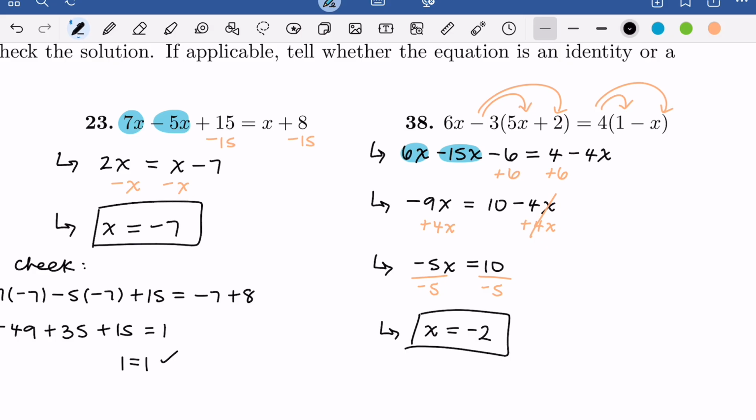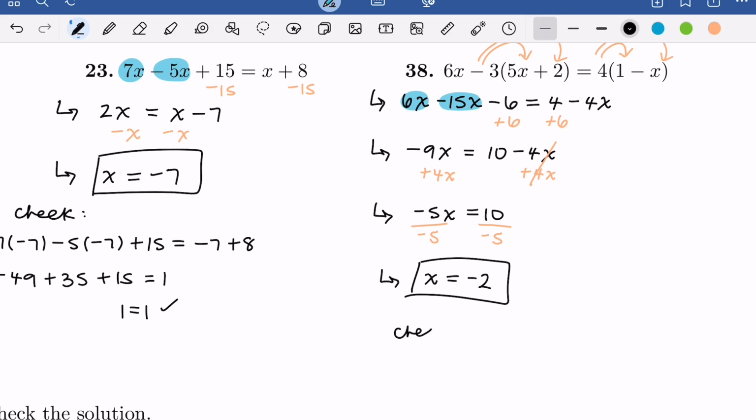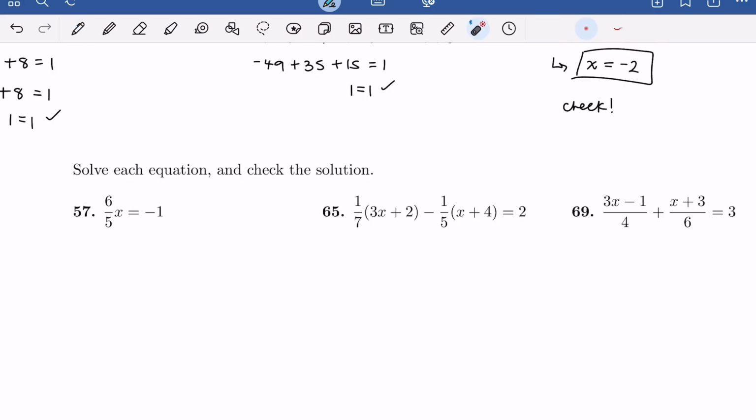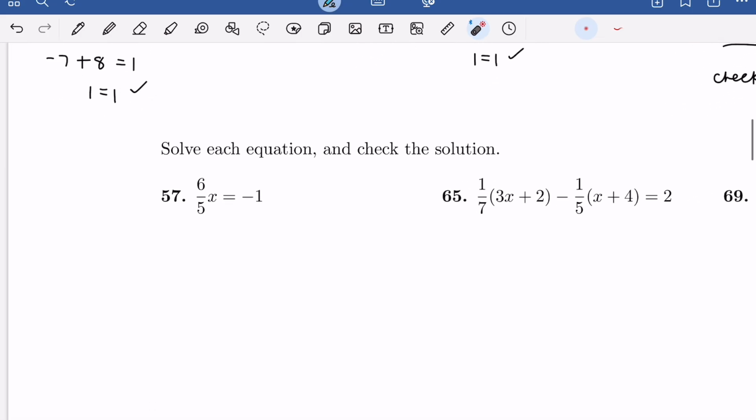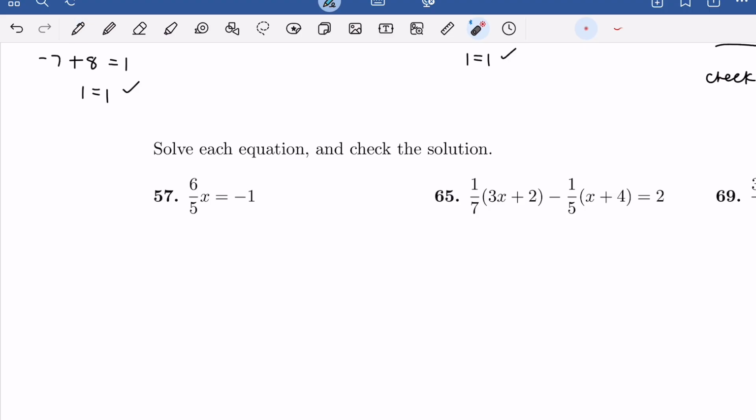Now we do want to check the solution. So in the interest of time, I'm going to have you guys check that one on your own. So the next three questions here, we're again solving each equation, but now we're dealing with fractions. So looking at this first one here, we have 6 over 5x is equal to -1.